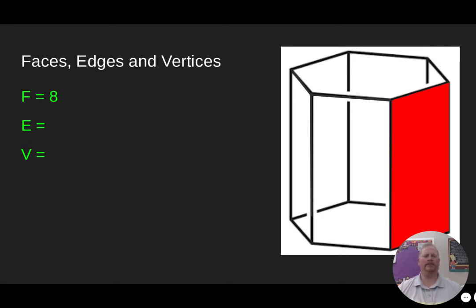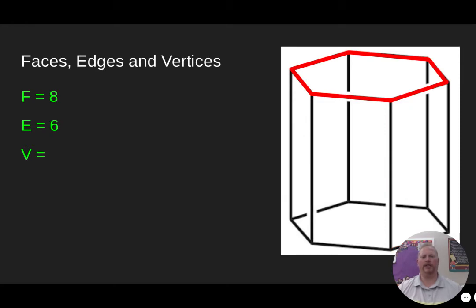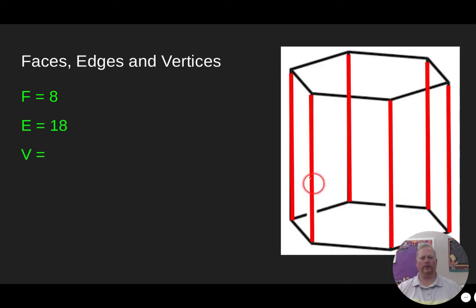Let's count the number of edges. Now, rather than go through and count each one individually, I'm going to be smart about this. There's 6 edges along the top, so that top makes a hexagon. And then if there's 6 edges along the top, then there's 6 edges along the bottom. And then I have to do all those vertical edges. So if I count those, there's 1, 2, 3, 4, 5, 6, 6 of those. So that gives me a grand total of 18 edges.